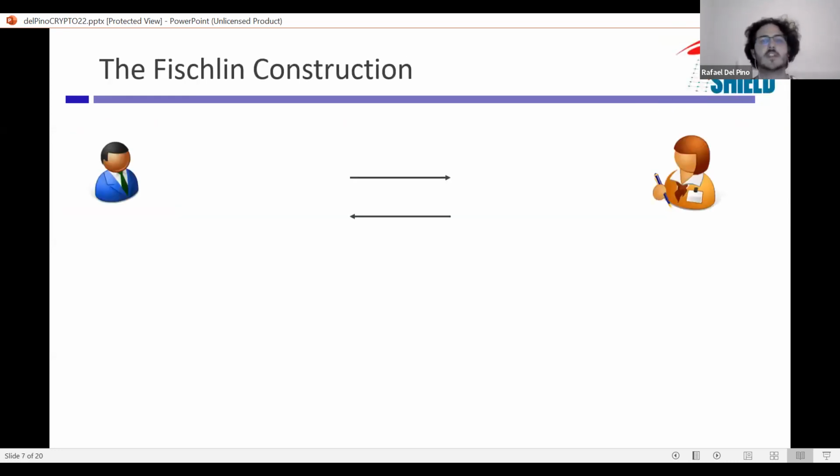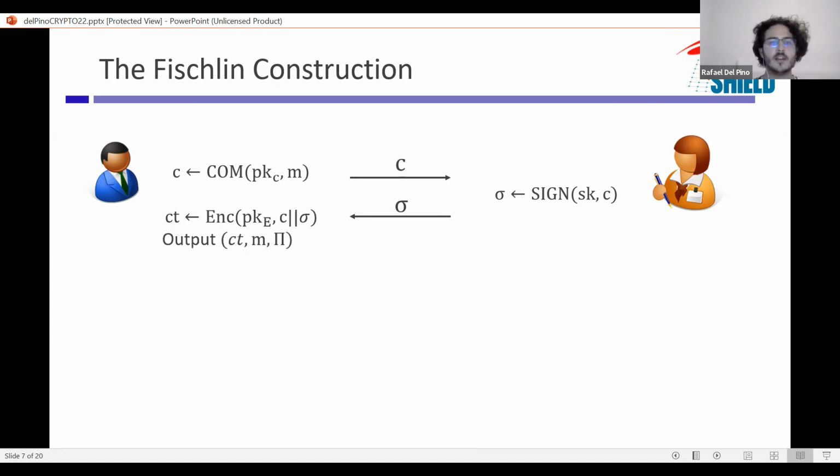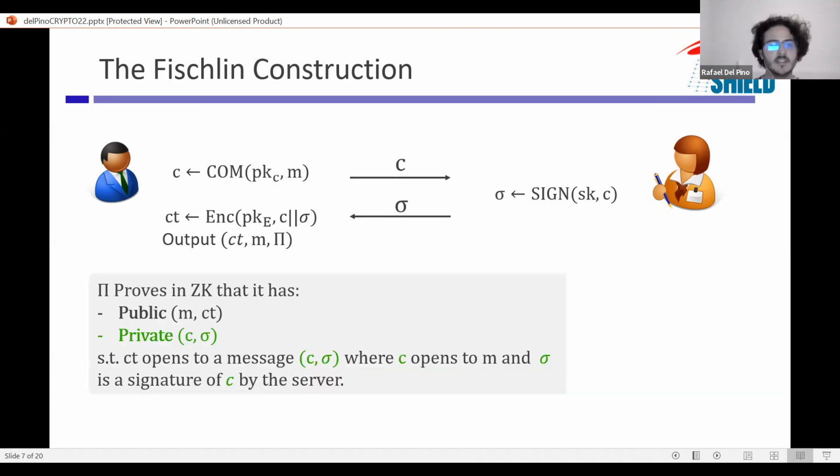So what is this Fischlin construction I was talking about? It is still round optimal, only 2 rounds between a user and a server. First, the user sends a commitment to his message, which we will call C. The server will sign this commitment under his signing key. The user will encrypt both the commitment and the signature, and then output this ciphertext, a message, and a proof pi. In itself, this scheme is very simple, and all the complicated part lies in this proof.